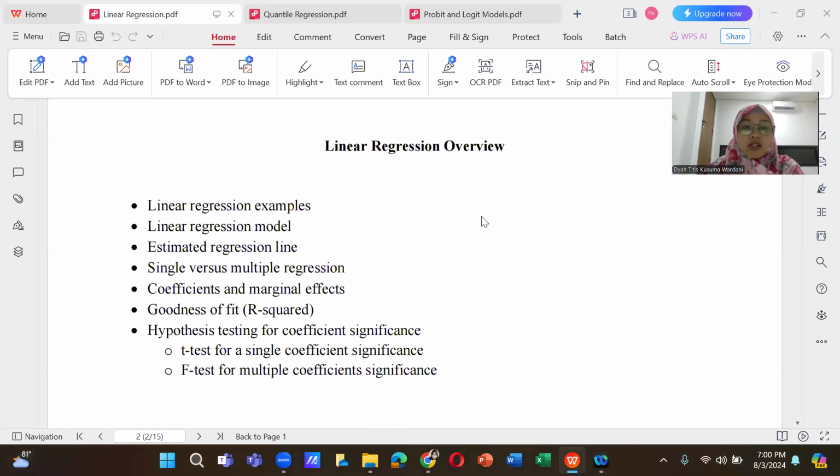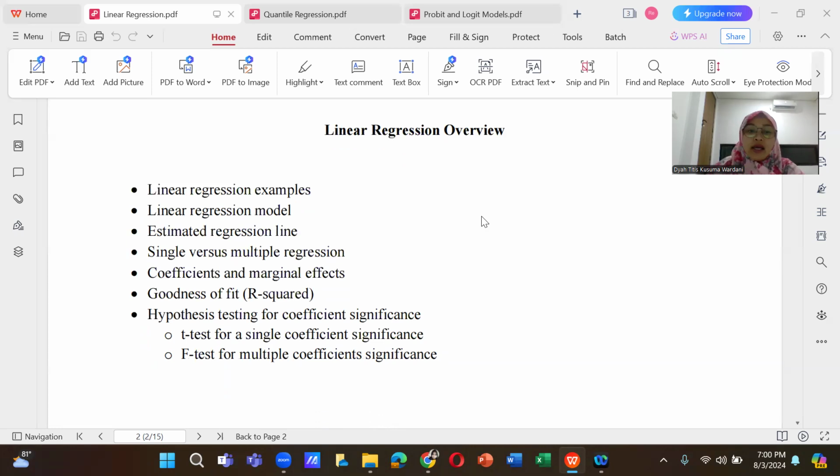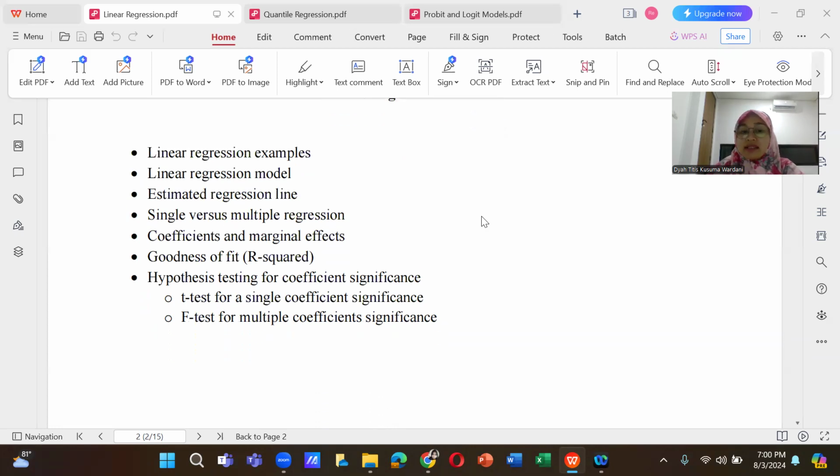We will cover the linear regression example and linear regression model, estimated regression line, single versus multiple regressions, coefficient and marginal effect, goodness of fit or R square, and hypothesis testing for coefficient significance. There are two: the first is the t-test for single coefficient significance, and the second is the F-test for multiple coefficient significance.